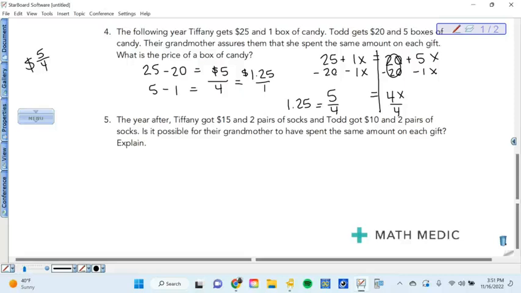Okay, what about this one? Tiffany got $15 in 2 pairs of socks, and Todd got $10 in 2 pairs of socks. Socks cost the same amount. Is it possible that their grandma spent the same amount of money on both gifts? Why not? Because they say that they're socks. Yeah, exactly. So if I have, right, so Tiffany, I'm going to draw a little model for this.